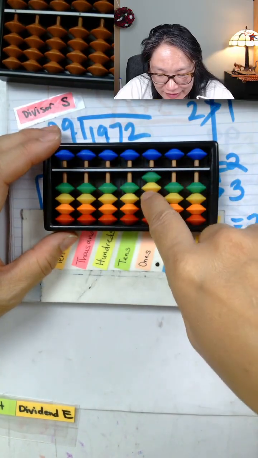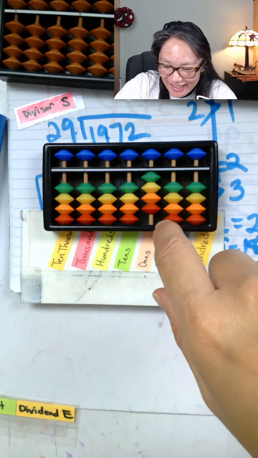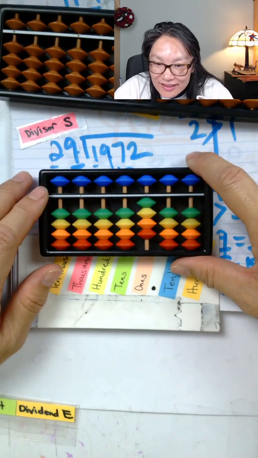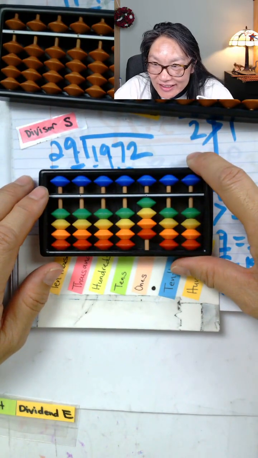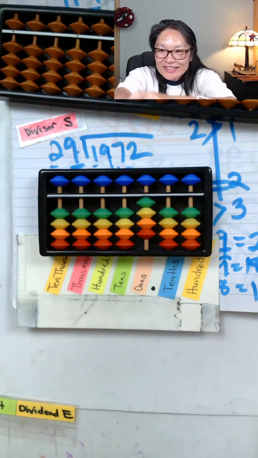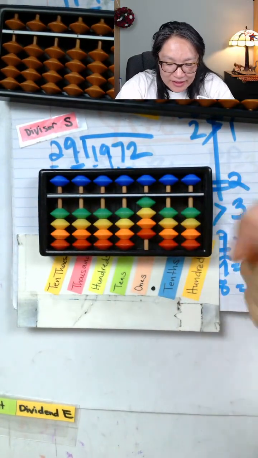We have 1, 2, 3, 4. Now when we're looking at division, oh yeah, here. Melinda, take a picture of this one so you can try to figure out how to do it. It's a good one. The answer is 68.